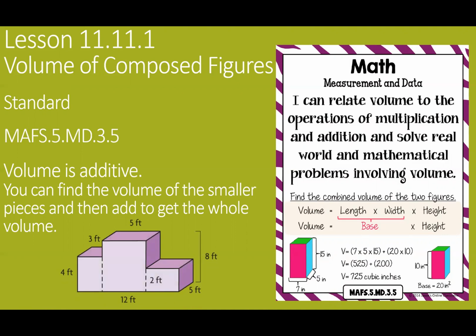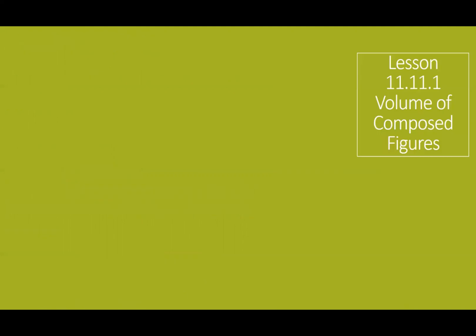So here in this complex figure, or it could be called a combined figure, a composed figure, or a composite figure, even irregular figure. If you break this figure down into three separate rectangular prisms, we can simply use the formula length times width times height in order to find the volume of those little prisms. Then we can add the volume back up to find the volume of the entire figure.